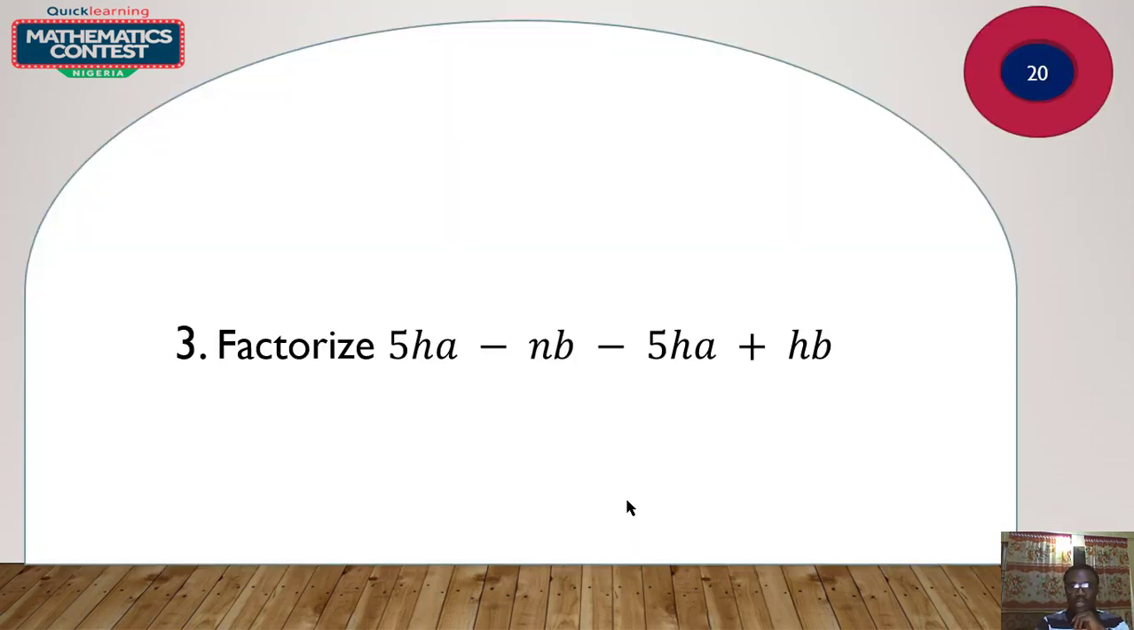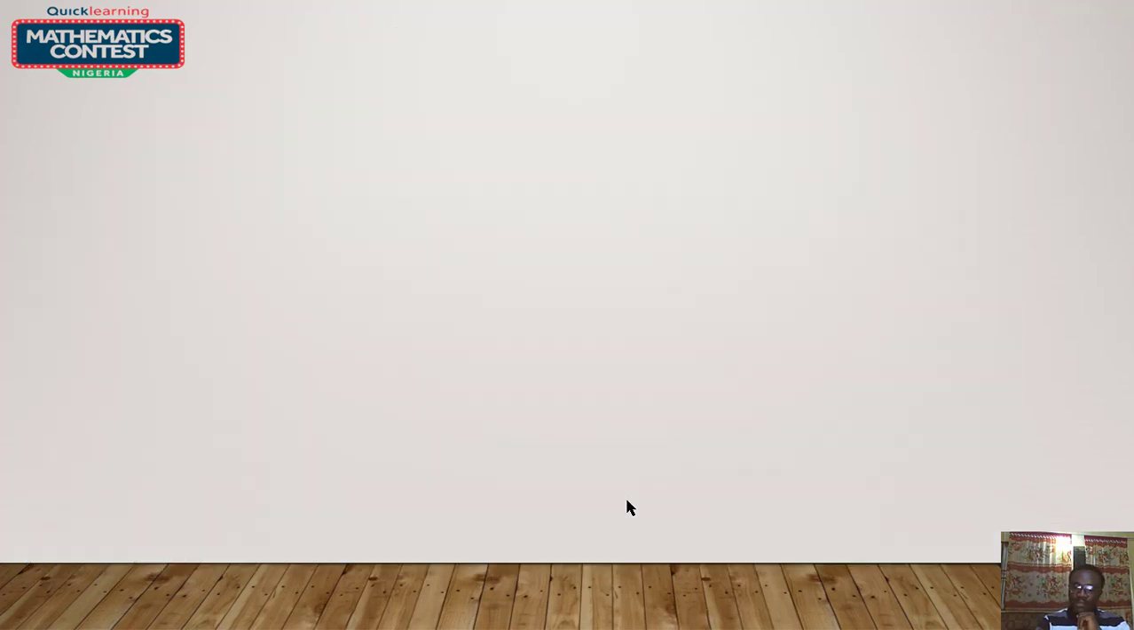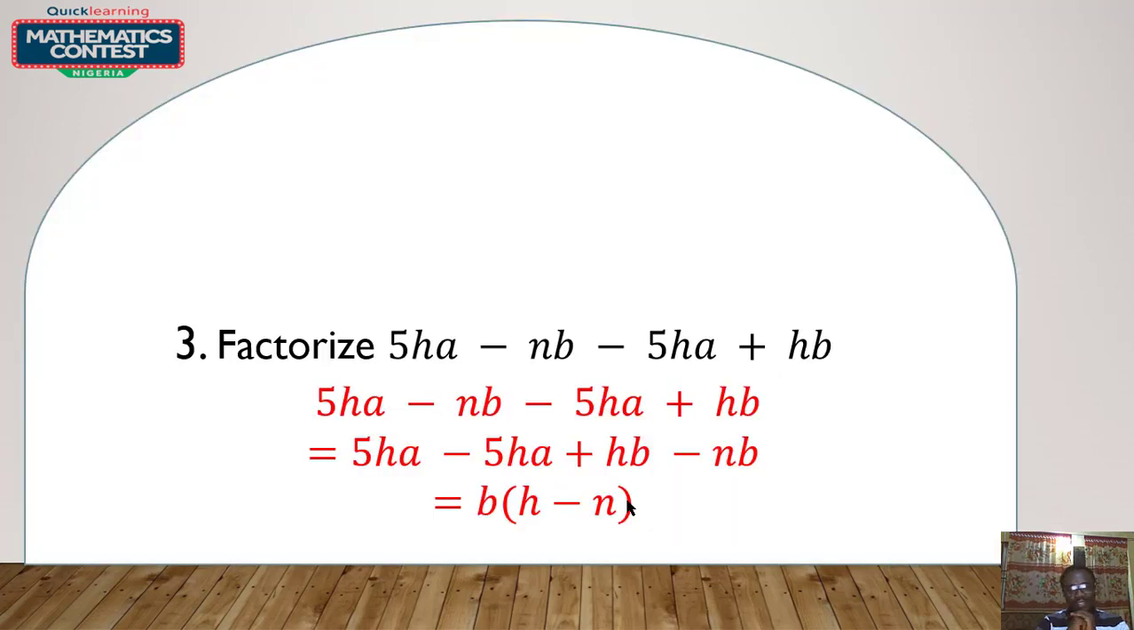Then number 3, there's a question. Factorize 5ha minus nb minus 5ha plus hb. The time starts now. Time's up. Okay. Was this your answer? If you get this, then thumbs up for you. Now let's see it together.